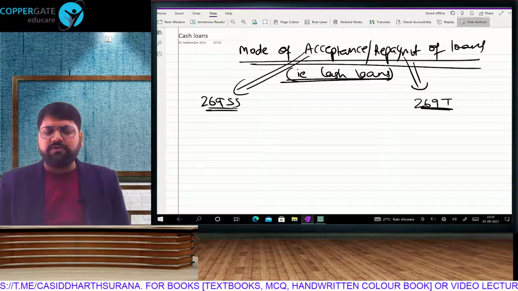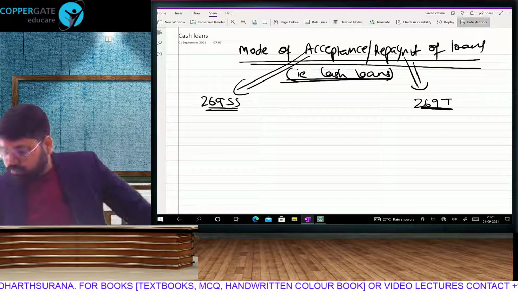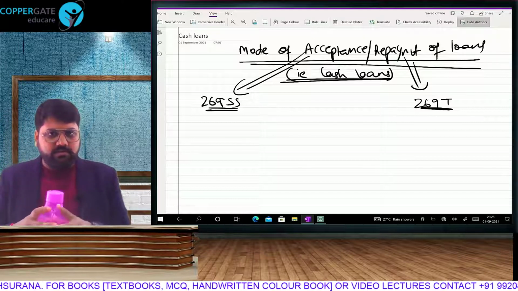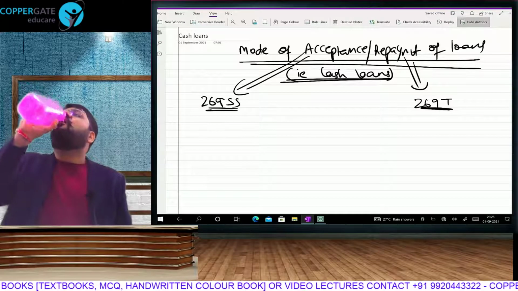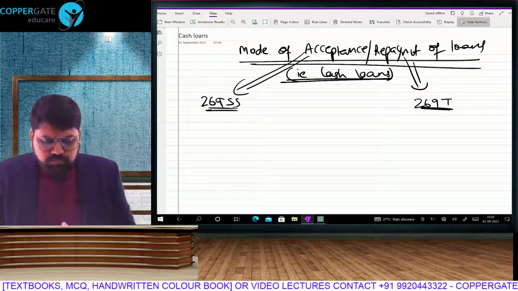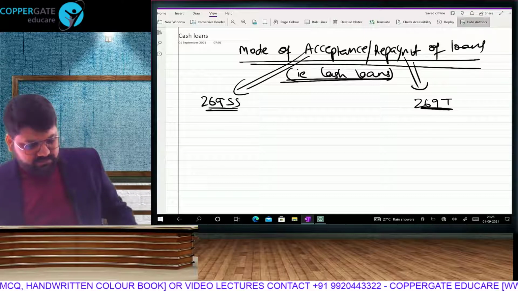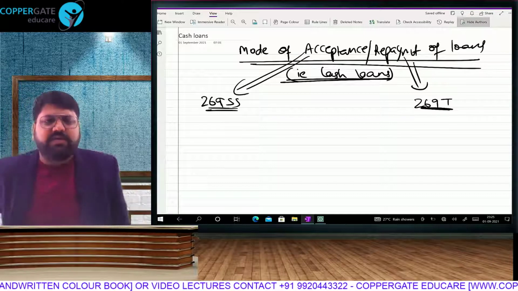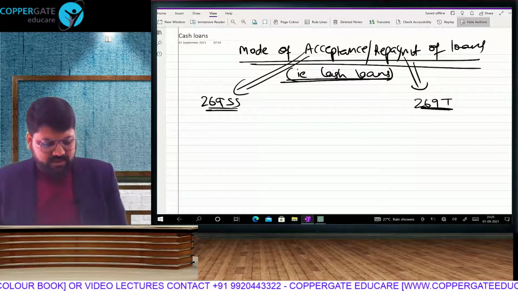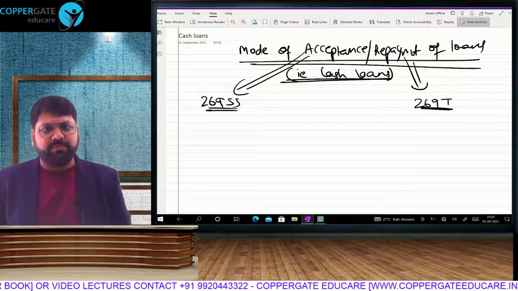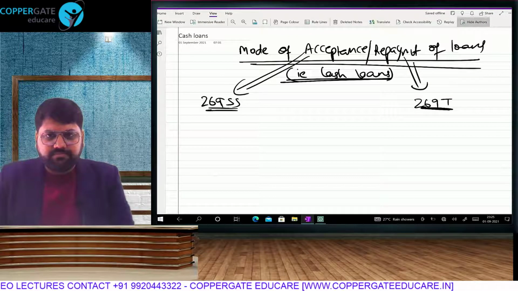Any student out here who has ever done a tax audit? Tax audit? Anybody? Yes, sir. Then I think you know a good few things about these sections, about this chapter, because as an auditor we are required to report violation of these provisions in our audit report.